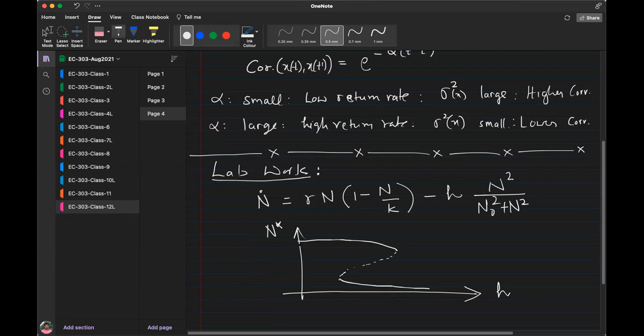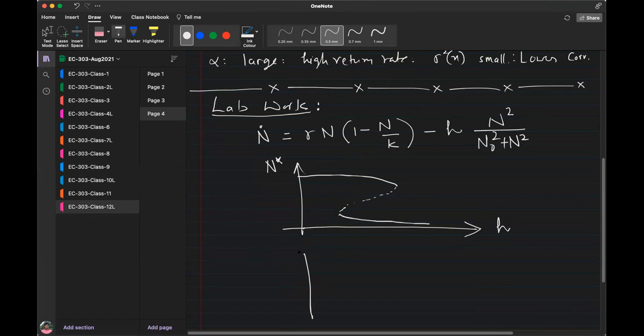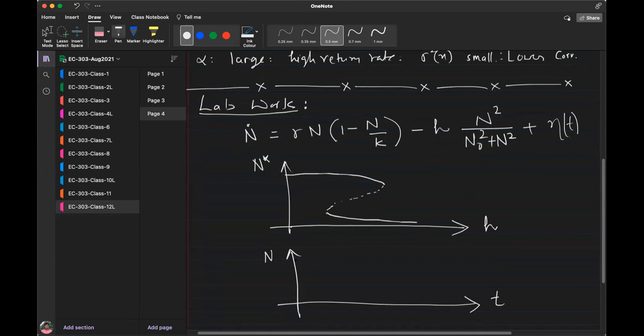Let's say we have a system which had no harvesting. Let's say we have n as a function of time, an initial system which is governed by this. There's also some stochasticity. We have added some stochasticity to the model now, and it's fluctuating. And then we also assume that h is increasing with time.